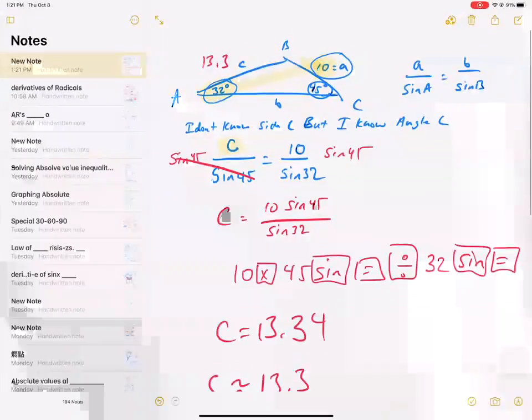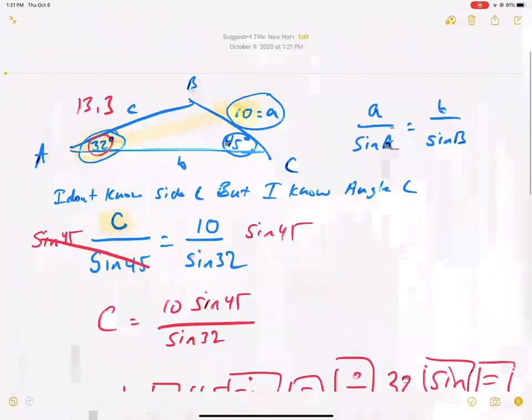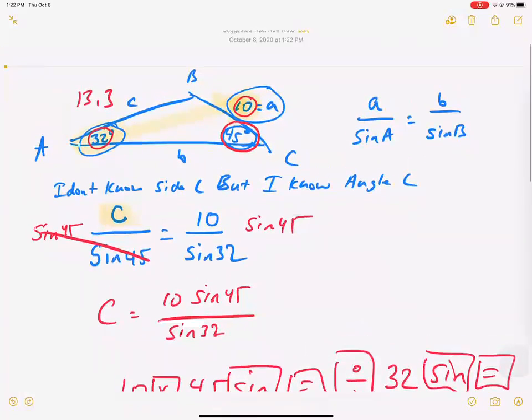If I told you that 32 gave me a side of 10, wouldn't 45 have to be a bigger side, because 45 is a bigger angle? So yeah, 13.3 is bigger than 10 because angle 45 is bigger than 32. So at least it looks like an answer that would make sense. 13.3, perfect, good job. Now, I want you guys to look at this triangle.